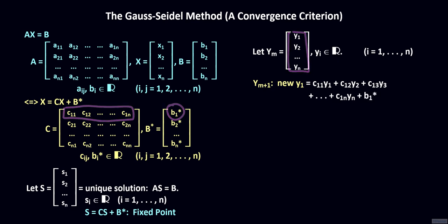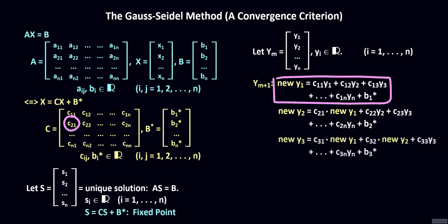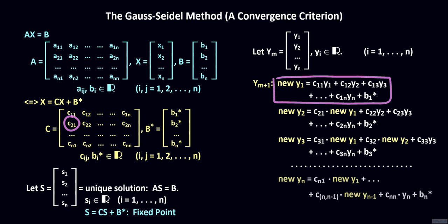For the second component of y sub m plus 1, or the new lowercase y sub 2, we take c sub 2 1, but rather than the old y sub 1, we multiply to it the new lowercase y sub 1 that we had just obtained. Then we use the old values of the rest of the components of the vector y sub m to get this string of terms. Then we add b sub 2 star. We generalize this for the rest of the components of the vector y sub m plus 1.